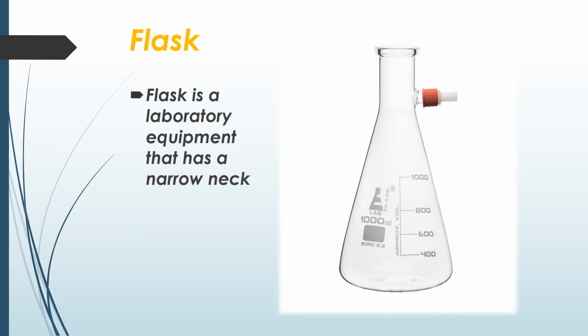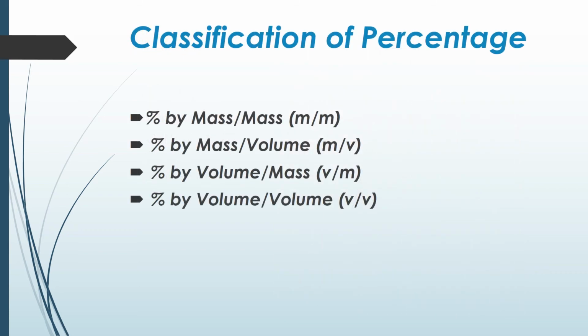This is a flask. What is a flask? A flask is this equipment. Here you can see the numbering, like 400, then 600, 800, and then 1000. This flask is used for measuring the solution. It is a laboratory equipment with a narrow neck, so it is very easy to measure with it.